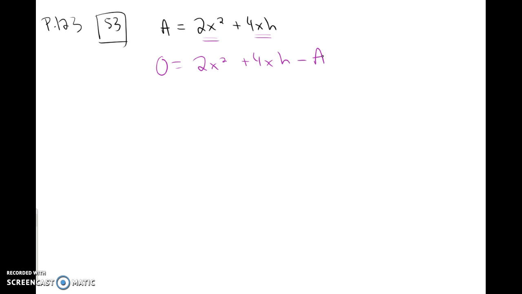Well, actually, I want to complete the square, so I guess I should have just left that a over here. Alright. Sorry, I don't feel well. I'm going to divide everything by 2 to complete the square.